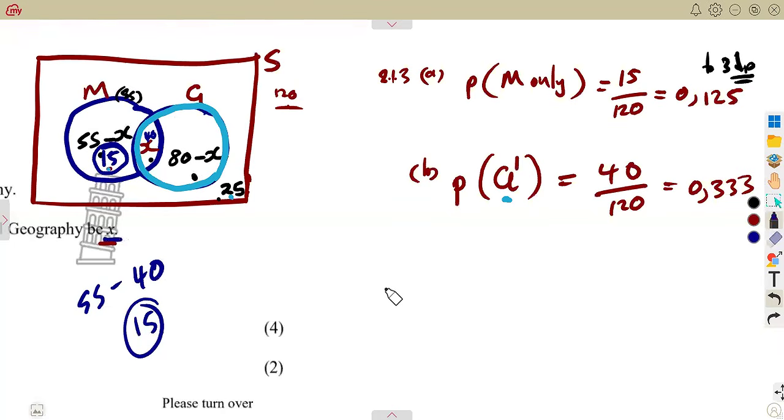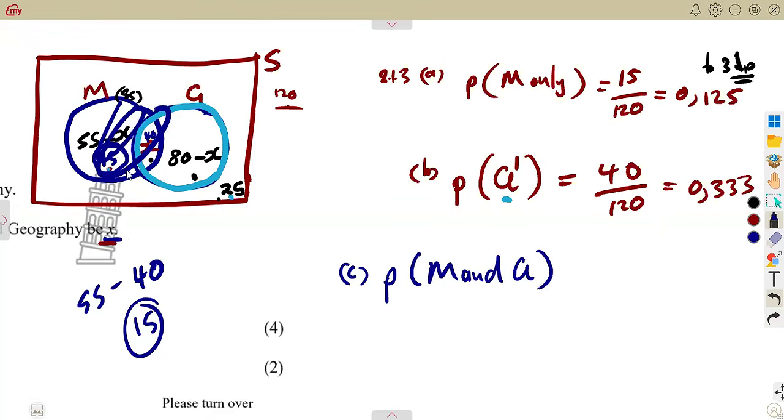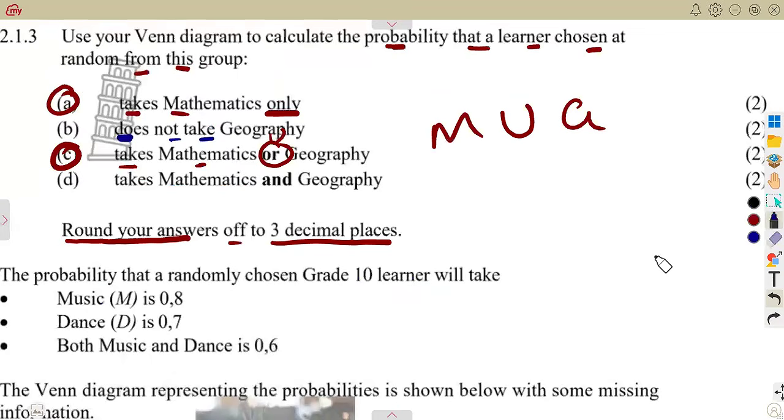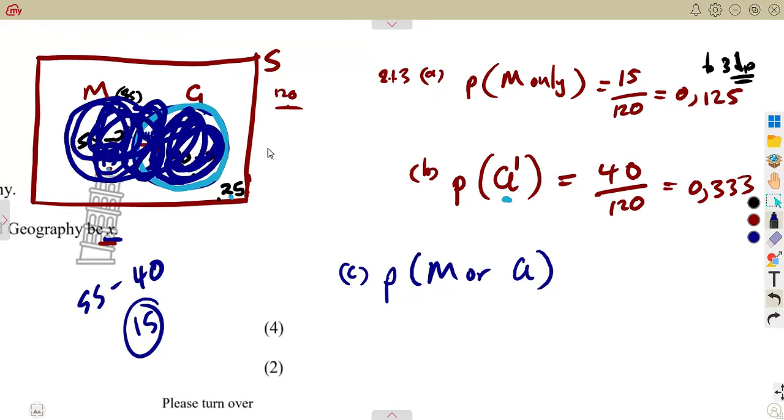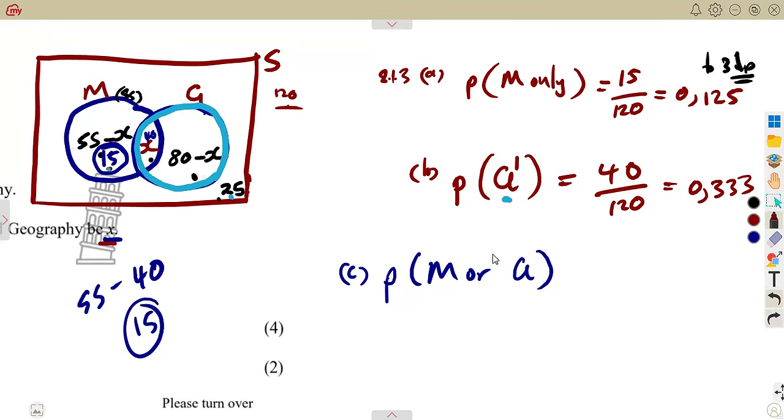The union of the two, that is what we are being asked. The probability of maths and geography is the union of these two combined together like this. Sorry, maths or geography. We need the "or" there. The union of this, that's maths or geography. The union combined together. You have to cover up everything. That's the union of these two.